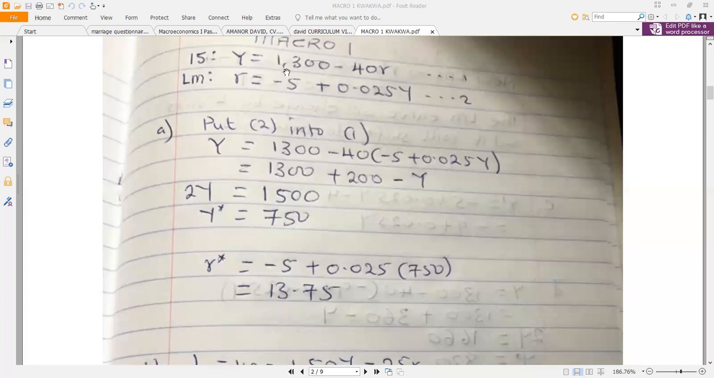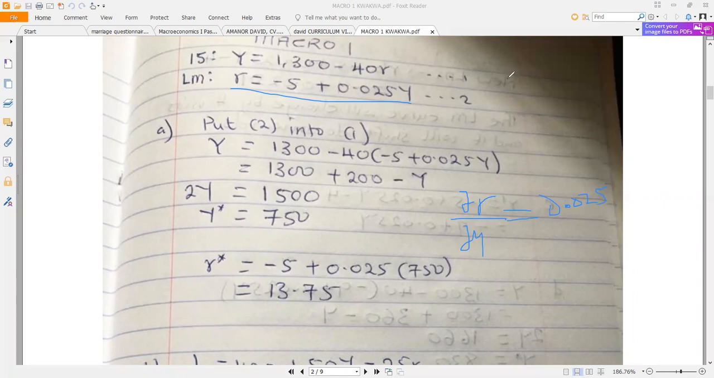So let's try that here. I don't have it here, so we have to try it. Let's start with the LM curve. Remember, the slope is giving us dR/dY. So you differentiate R with respect to Y. If you find dR/dY, we'll get 0.025. So this is the slope of the LM curve, 0.025. I hope we understand this.